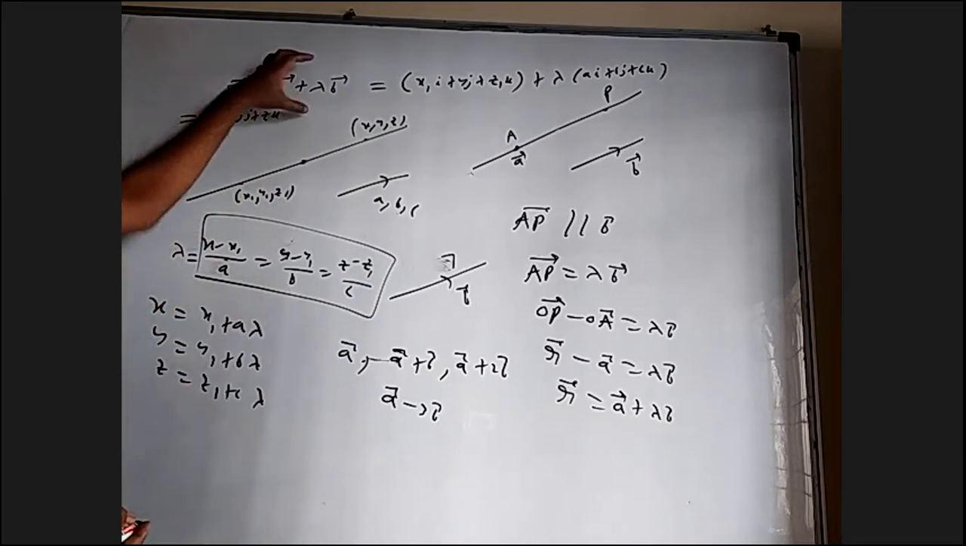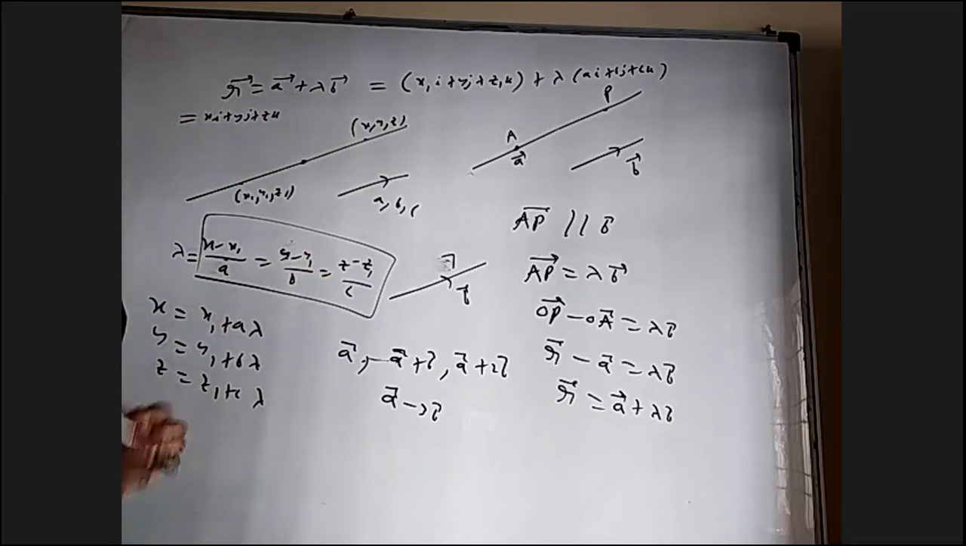This is called the vector equation and this is called the Cartesian equation. That's all. Cartesian means when you write in terms of x, y, z, which is nothing but 3D geometry. So this is a line in 3D, and this is a line in vector.